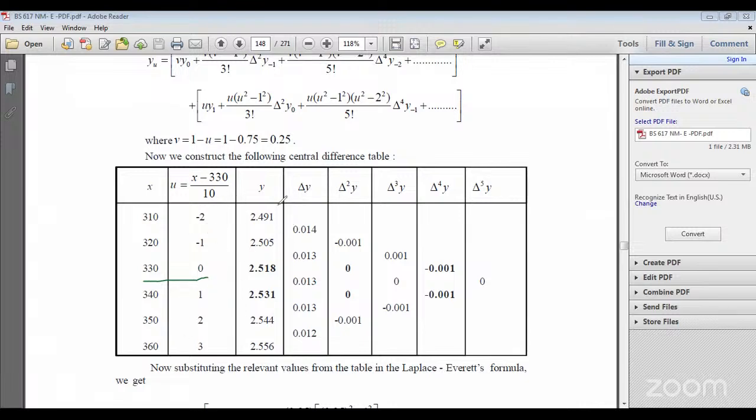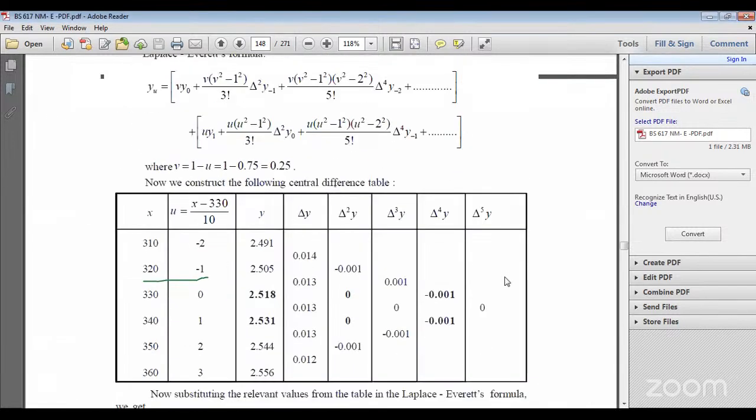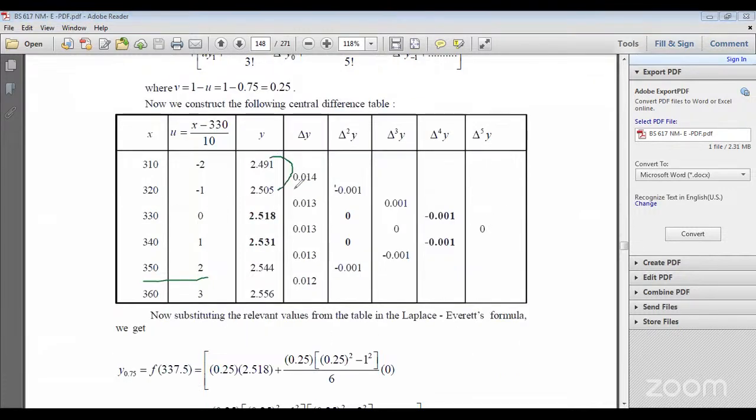So I am writing the y values here as usual: 2.491, 2.505, 2.518, 2.531, 2.544, 2.556, and so on. Taking the differences gives 0.014, 0.013, 0.013, 0.013, 0.012, and the next differences are 0, 0, minus 0.01 and so on. Subtracting these, the plus or minus value is 0, which I am taking here.